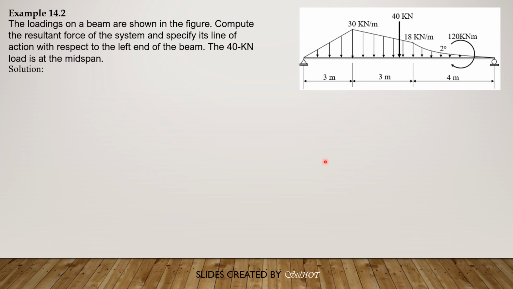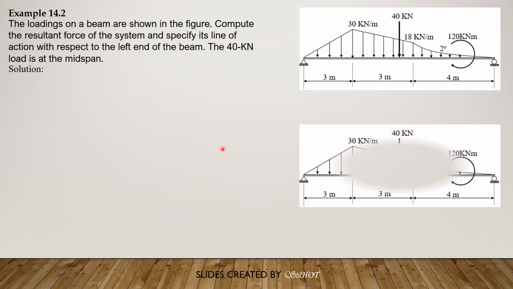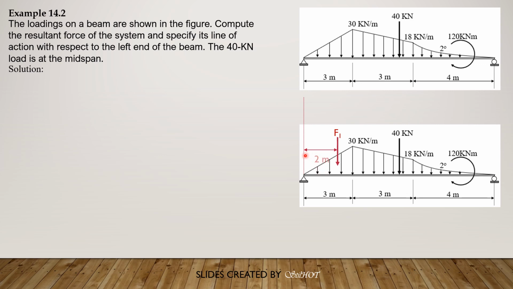So first, let's divide the areas into known areas. So we have here area of triangle F1. Its distance from the left is 2/3 of 3, so 2 meters. And F1 is equal to 1/2 of 3 times 30, so it is equal to 45 kilonewtons.